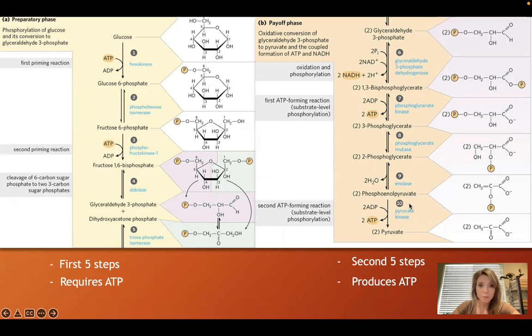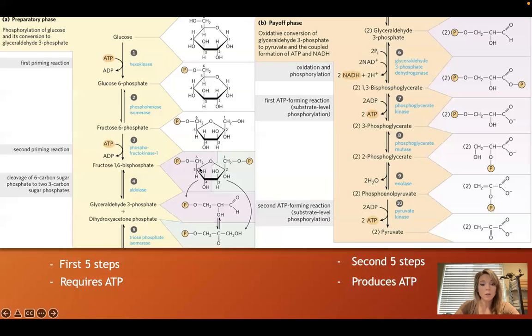So the second side is going to be the payoff phase. It is the second 5 steps of glycolysis. In the payoff phase, we see oxidative conversion of glyceraldehyde 3-phosphate to pyruvate and the coupled formation of NADH. The results of the payoff phase are 4 ATP, 2 NADH, hydrogen, and 2 pyruvate molecules. As we can see from this image, aldolase is the enzyme utilized specifically in step 4 of glycolysis.